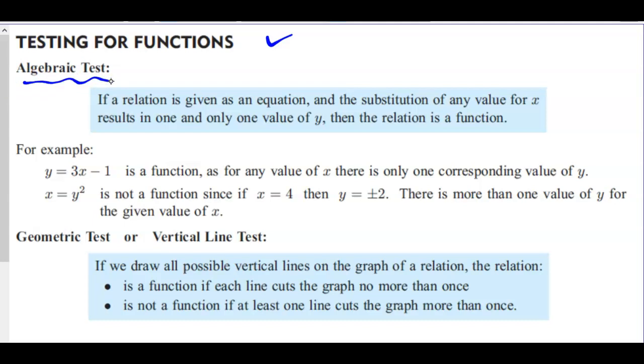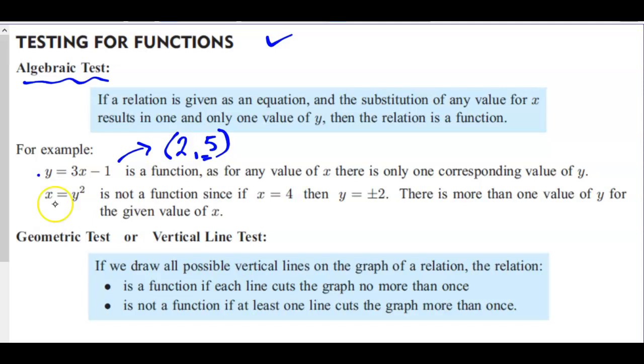All right, the first one is algebraic. Certainly get paid a ton more money if you can do this. You would just have to ask yourself the question, if I plug in an x value, will I only get one y value back? So for this one, if I plug in the number 2 and multiply it, 6 minus 1, I get 5. That is the only thing I'm ever going to get if I plug in 2. And in fact, I can generalize and say, hey, if I plug in any value, I'm only going to get one value for the y.